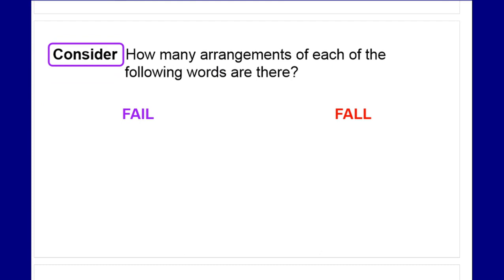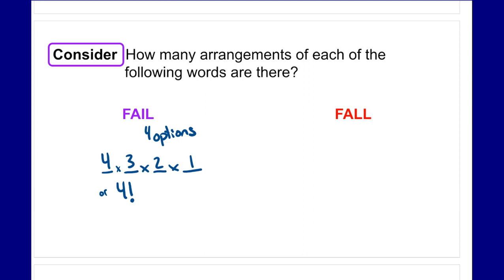How many arrangements of each of the following words are there? If I wanted to take the letters in each word and arrange them, how many ways could I do that? Well, fail, F-A-I-L, there are four options. There are essentially four spots. If we're using the slot method, 4, 3, 2, 1, or 4 factorial ways that I can arrange those four letters.